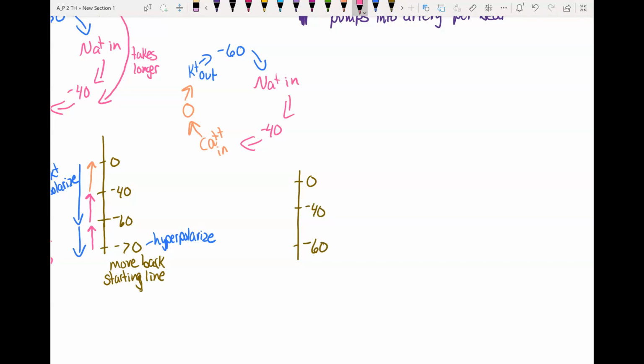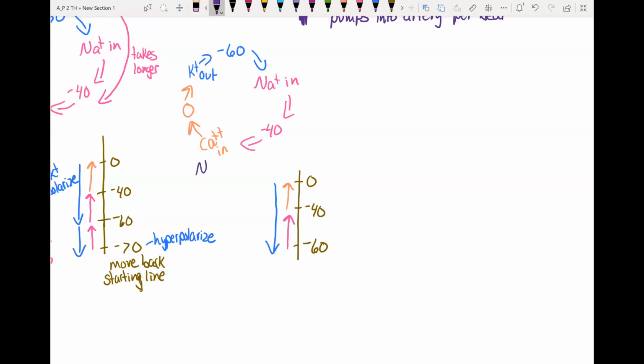Here it is on the number scale again. Sodium brings you from -60 to -40. Calcium brings you from -40 to 0. Potassium takes you back down to -60. Now we want to make this go faster. We're going to make this go faster by opening more calcium gates.